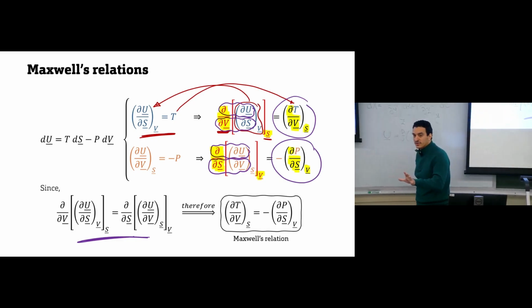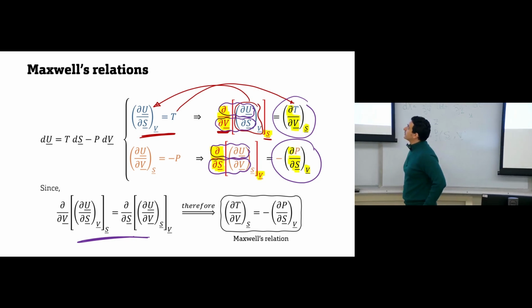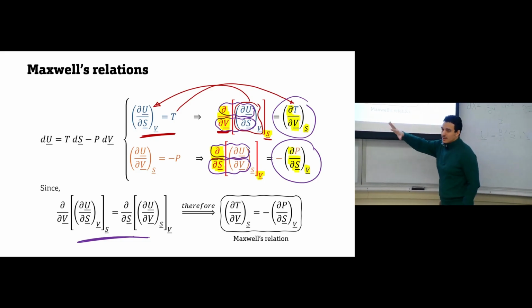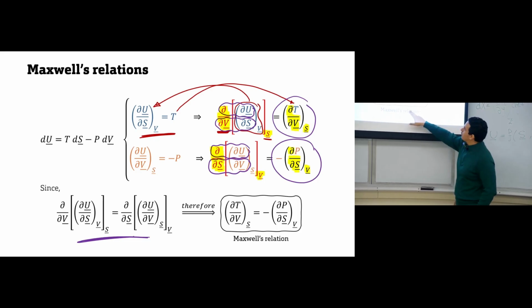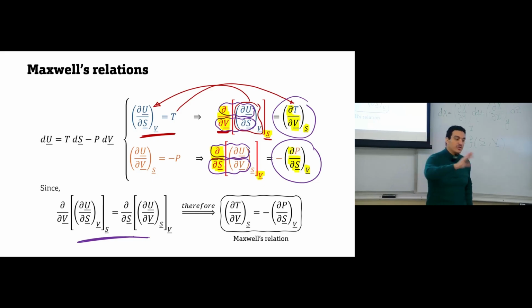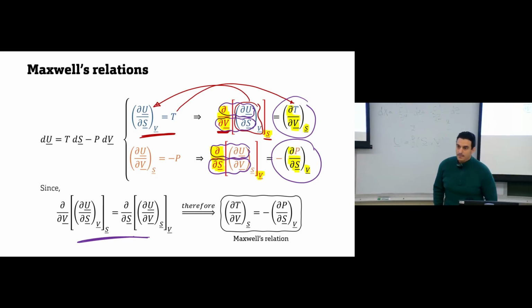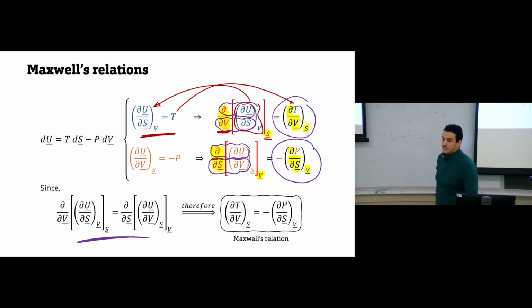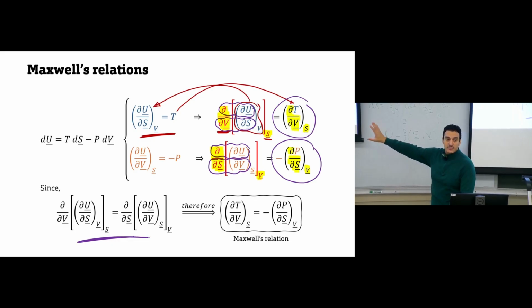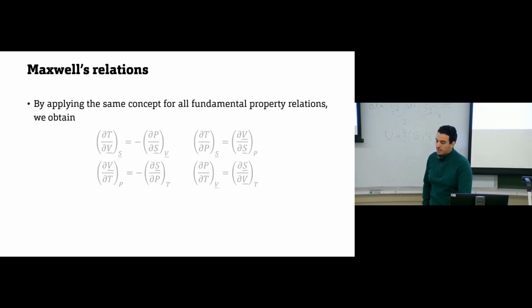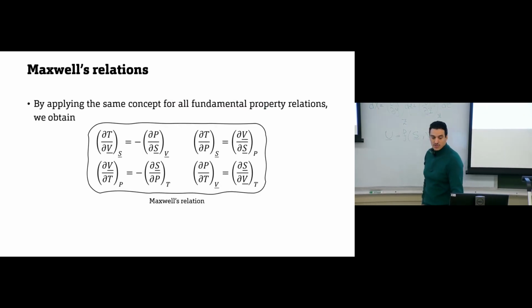If you have a partial derivative that is not equivalent to any direct thermodynamic property, there is a possibility that this partial derivative is equivalent to another partial derivative. So we can replace a partial derivative we cannot solve with another partial derivative we can solve. Okay? So this is the whole idea of Maxwell relation, and this is how it's developed. You can repeat the same thing for the whole fundamental property relations. And if you apply this concept, then you will see these are all the Maxwell relations we have.